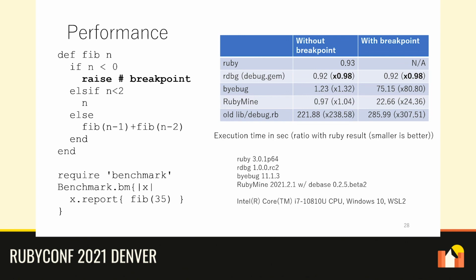At the start of this presentation, I talked that one of the motivations is debugger's performance. This figure shows how this program becomes slower with debugger when we set the breakpoints. With byebug, it is 80 times slower than normal Ruby execution. RubyMine also makes it 24 times slower. Old debug.rb slows it about 300 times slower. However, as you can see, with debug.gem, we don't see any performance penalty in this case.